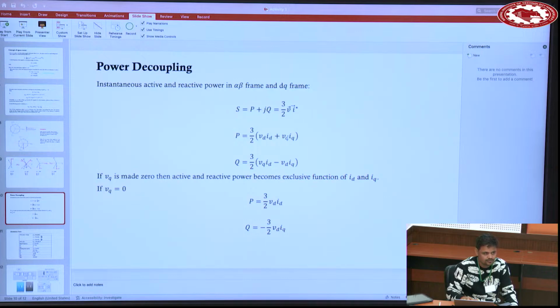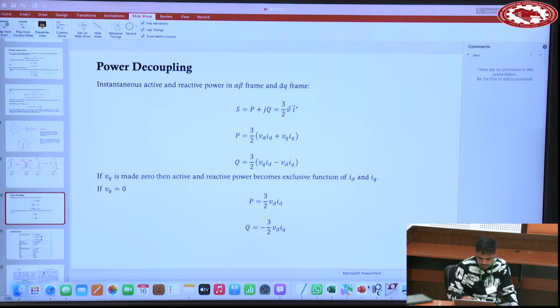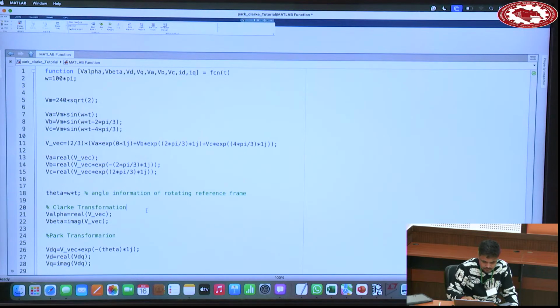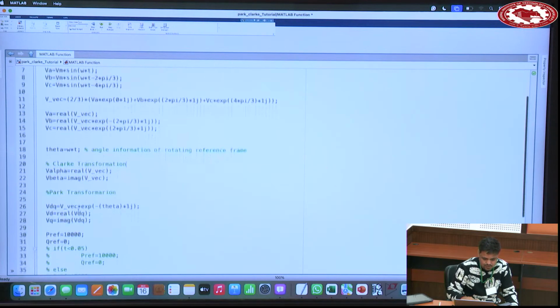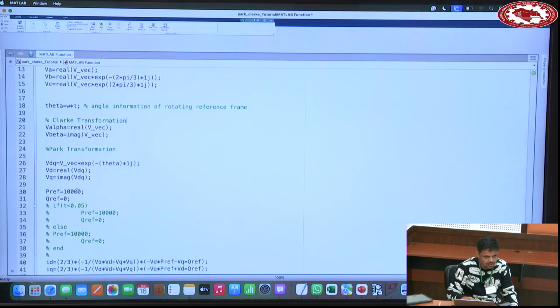Vq negative peak. So for positive power, IQ should be negative. Okay. I have given P reference to be 10 kilowatt, Q reference to be 0. Which component will be 0? D component of the current. Q component will be there, which will be negative. What value it should have you can calculate, but it's okay.